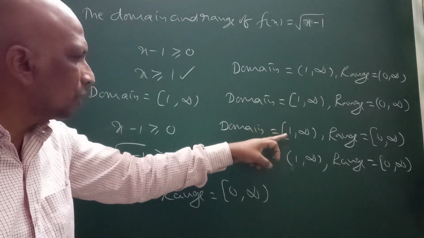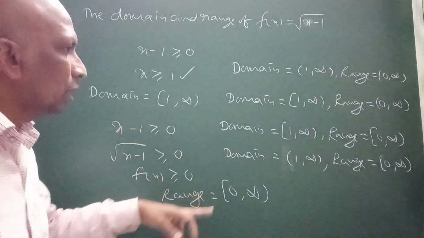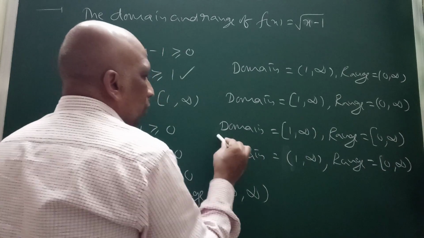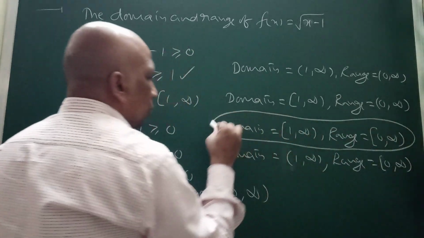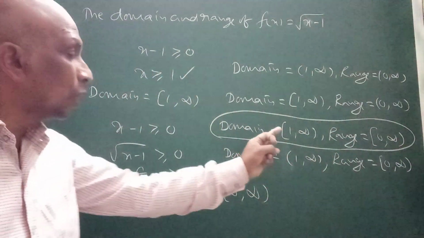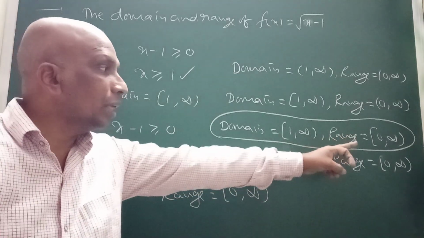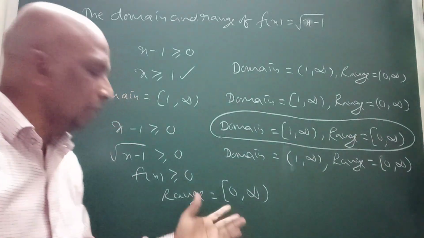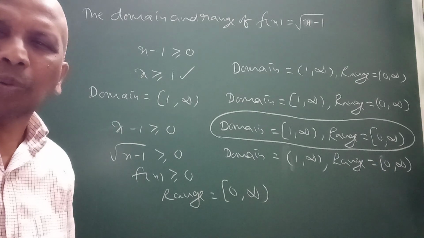Maybe here, if we see 1 comma infinity and 0 comma infinity, this one. So your option is the third option, right? So this is your answer. Domain is 1 comma infinity, including 1. Range is 0 comma infinity, including 0. Now I will do the next problem, right?